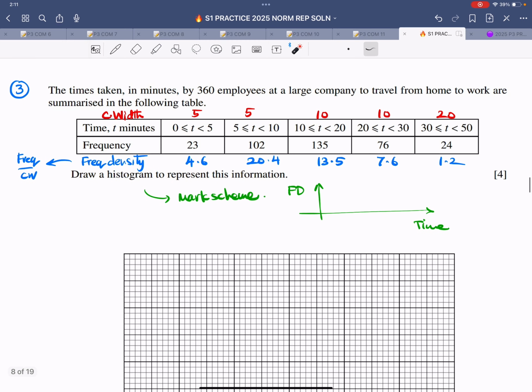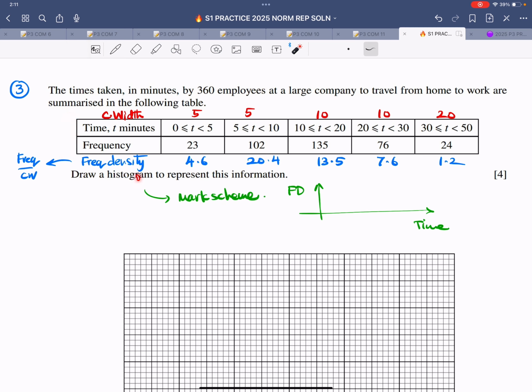The next one. The times taken in minutes by 360 employees at a large company to travel from home to work are summarized in the following table. Draw a histogram to represent this information. Here is the time in minutes. Here is the frequency. So therefore, this is a frequency distribution.